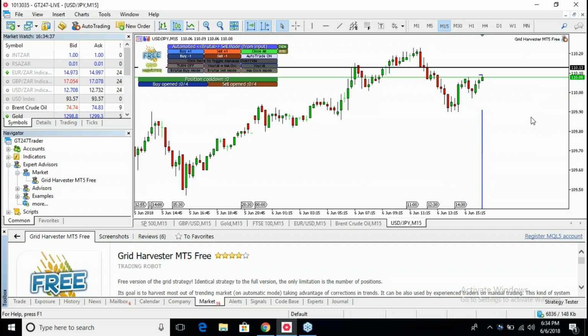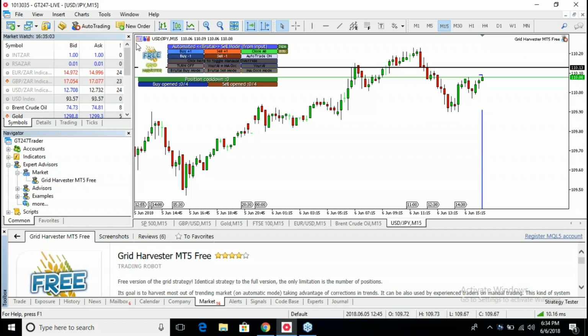So getting back to that, I've added the Expert Advisor to the chart. You'll see it enter here on the right hand side. It says Grid Harvester MT5 free, and there's a little man with a red block next to it. That actually shows that it's disabled. So this red man shows that it's not active. It's not going to trade. It's not going to execute anything.